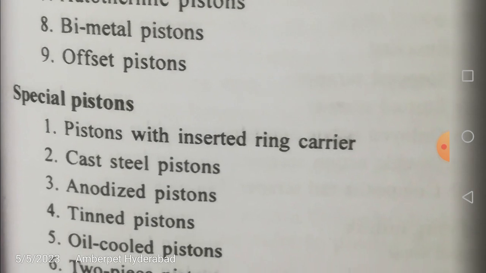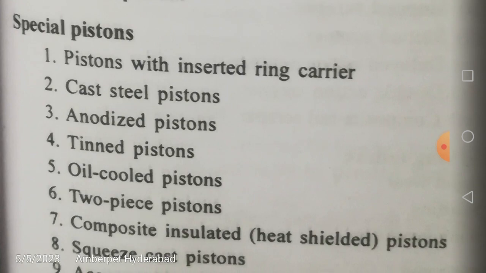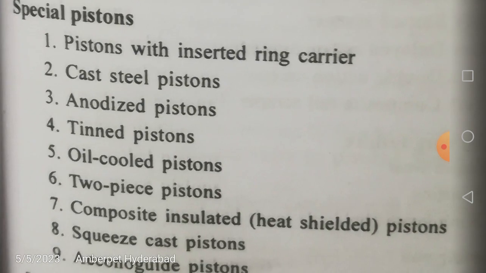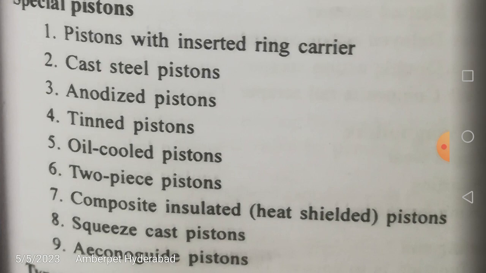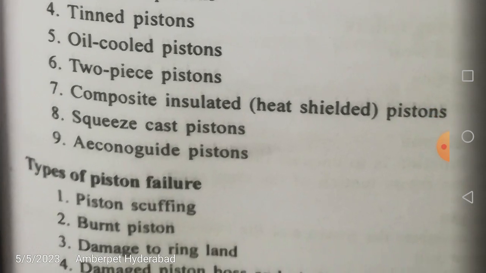Now coming to some special pistons, which are also mentioned here, friends. Some basic types of special pistons are like this. Pistons with inserted ring carrier. Second one, cast steel pistons, anodized pistons, tinned pistons, oil cooled pistons, two-piece pistons, composite insulated, heat shielded pistons, squeeze gas pistons, and also Aeconoguide pistons.